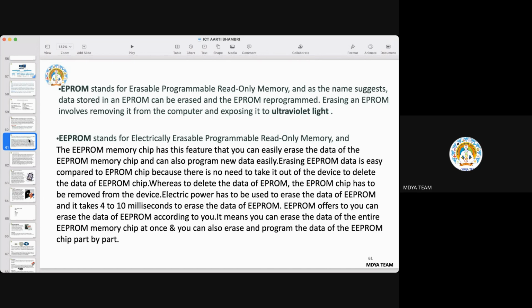Now, electrical power has to be used to erase the data of this EEPROM, and it requires a few milliseconds to erase the data, and then accordingly you can put in new data as per your requirements. So you can erase the data of the entire chip at once, and you can also program the data of this chip part by part.